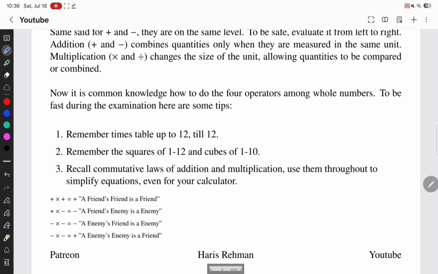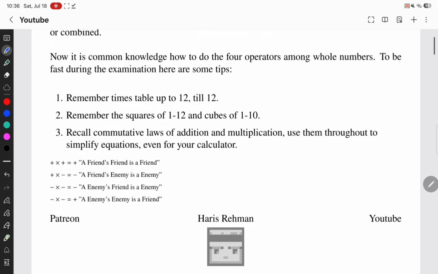How to do the 4 operations among whole numbers. The following example has some tips. Last video I told you I will tell you what to remember. I didn't, sorry. So this is the cover up for here.